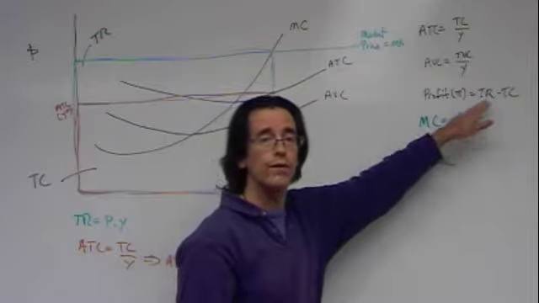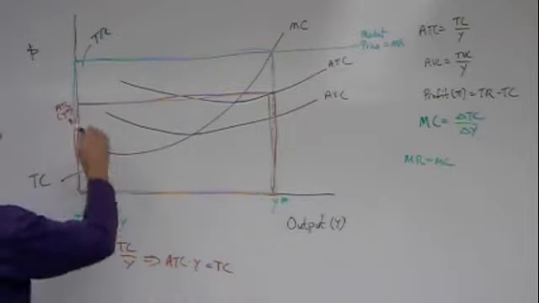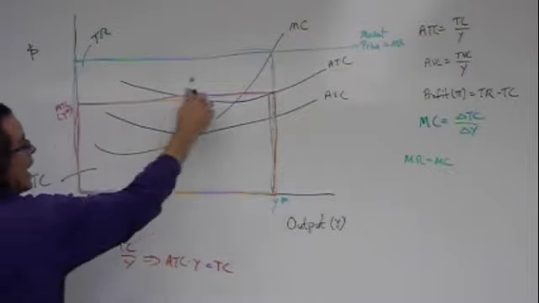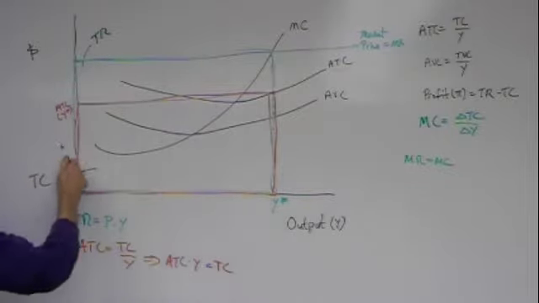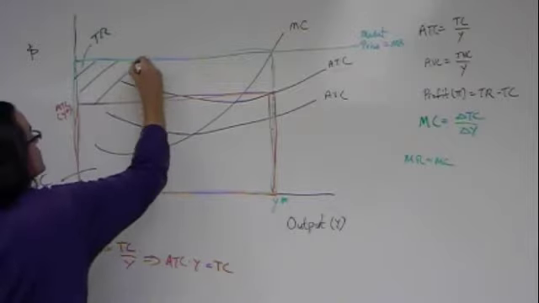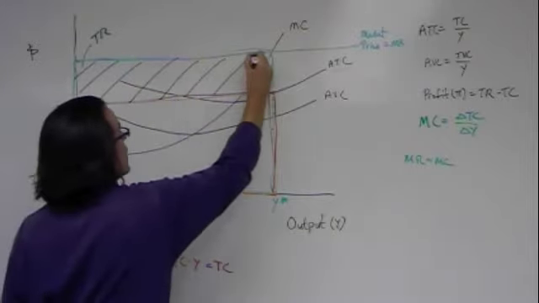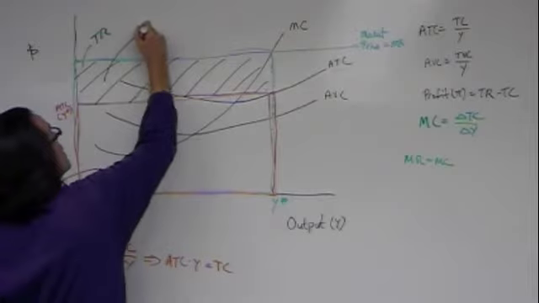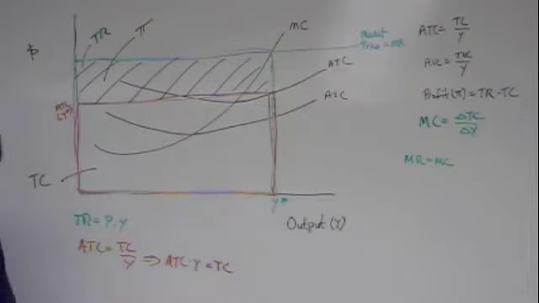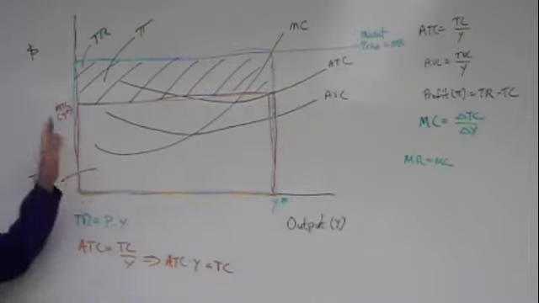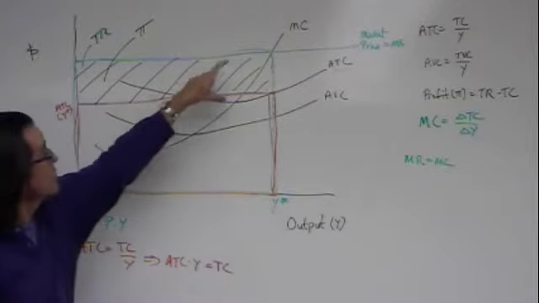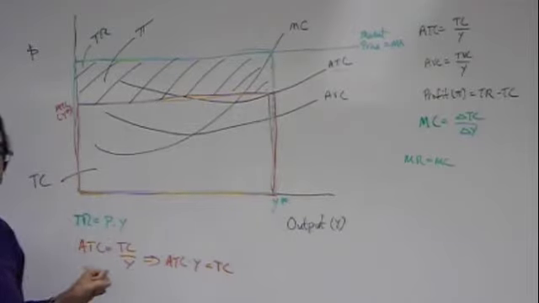So now we have the elements we need. Profit is simply total revenue minus total cost. So the area of this box is the total revenue. Subtract out the area of this box, which is the total cost. So by definition, the area of the part of the total revenue box not covered by the total cost box must equal the profit. Okay? So again, for this level of output, this represents the maximum possible profit.